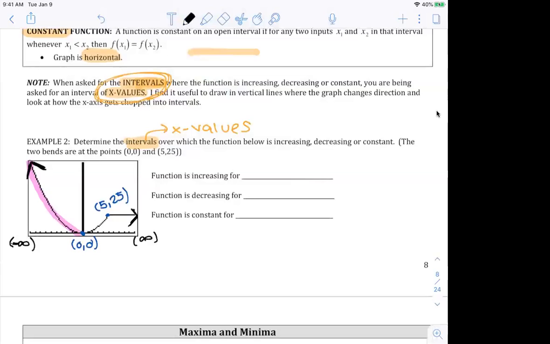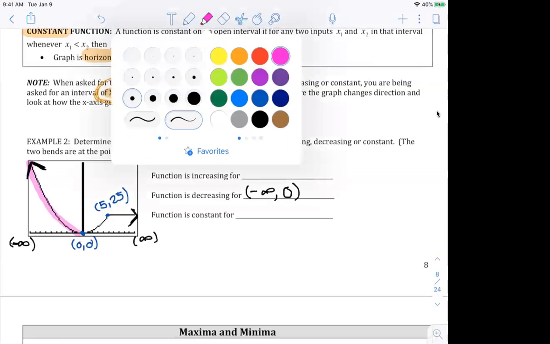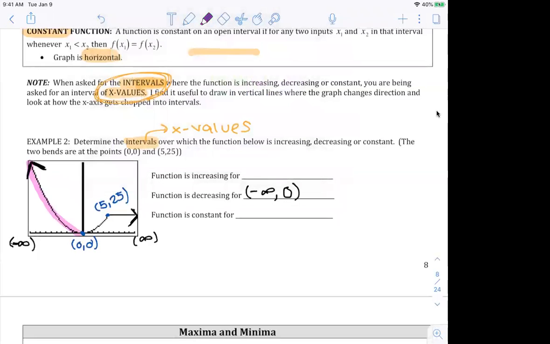So it's decreasing from negative infinity up until, notice where my pink line stopped. It stopped at 0. I'm going to use a parenthesis because at 0, it's constant. It's technically decreasing and increasing at 0. So we use a parenthesis. It's not just one thing. And then a function is increasing. If we take a look at the next portion, which I'm going to do in purple, notice from 0 on, this little part here in purple, it's going up from left to right.